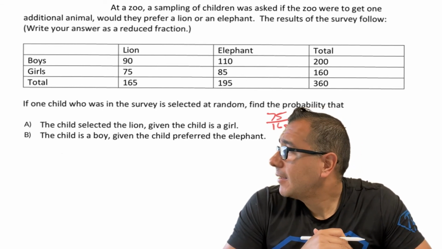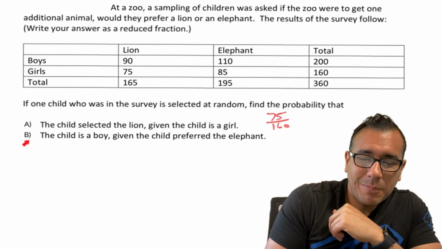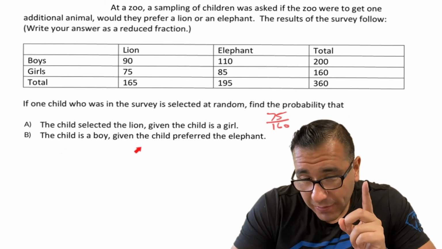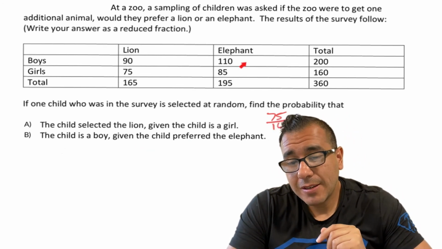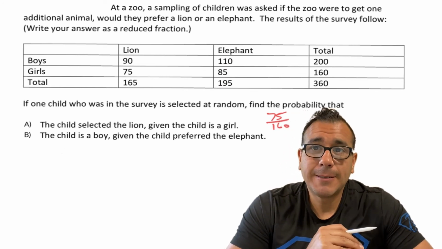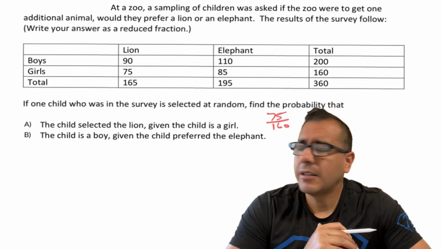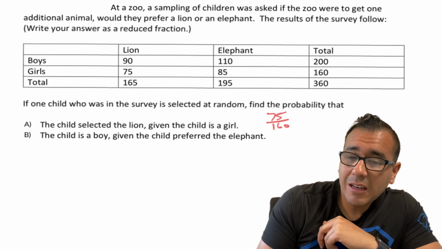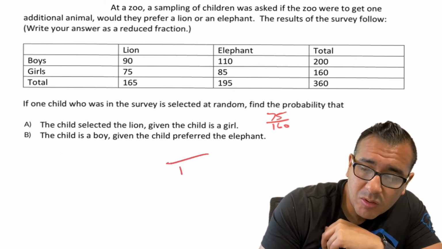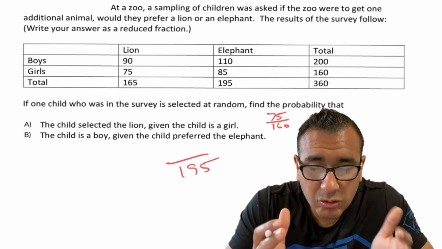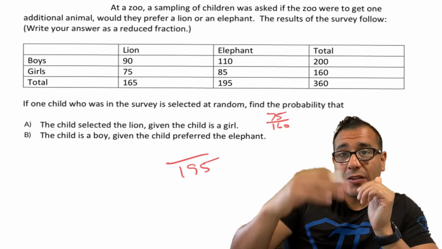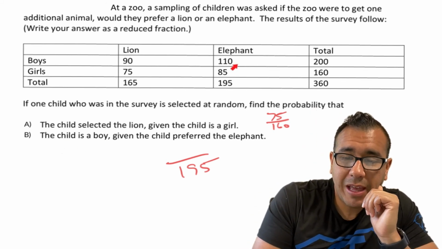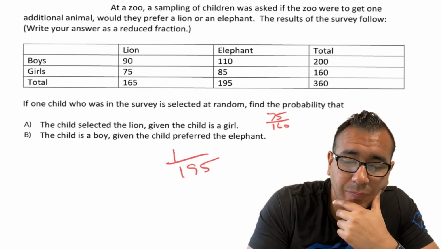All right, so part B. The child is a boy, given the child preferred an elephant, because an elephant never forgets. So given the child preferred an elephant, we know on the bottom it was 195, because we're only looking at those children that preferred the elephant. So out of all those children that preferred the elephant, how many of them were boys? The elephant crew, 110 of them were boys.